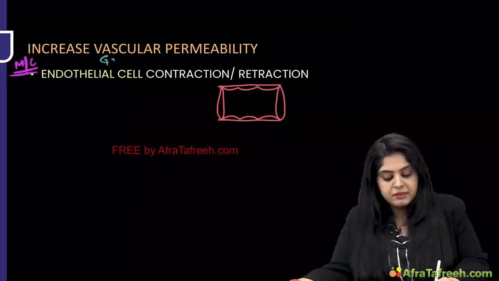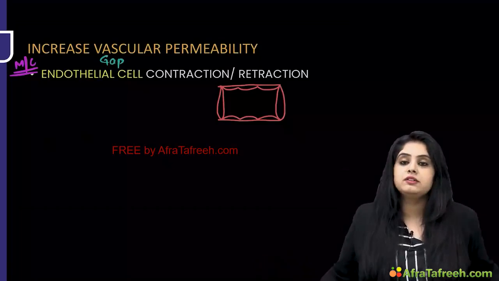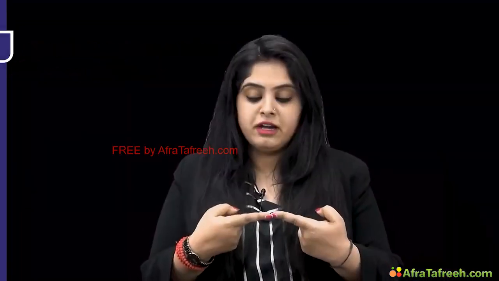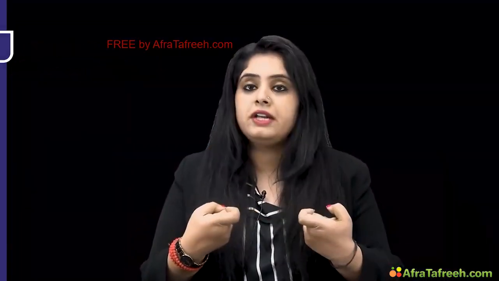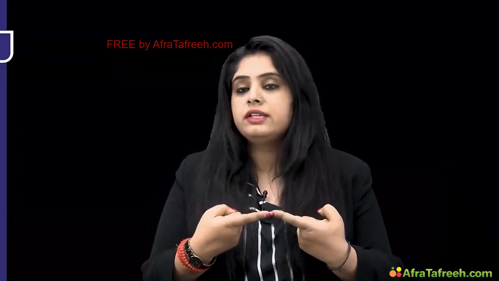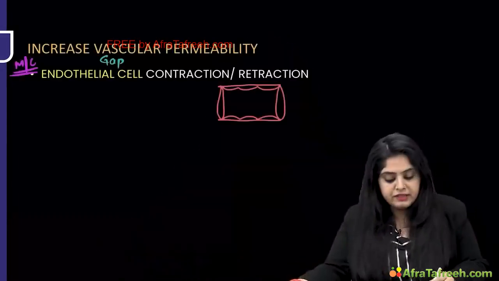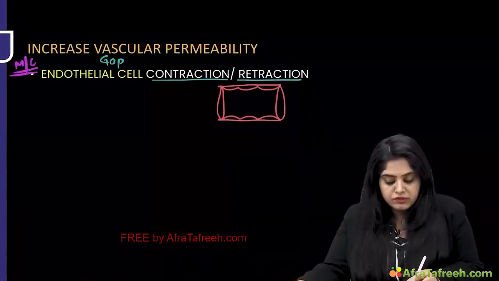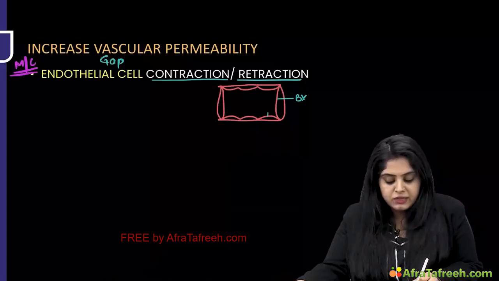Matlab, how is a gap formed? If, for example, these two fingers of mine are endothelial cells, how will a gap form? When they contract. If I contract these two endothelial cells, then a gap is formed. So either there is an element of contraction or there's an element of retraction. So look, this is a blood vessel and these are the endothelial cells.